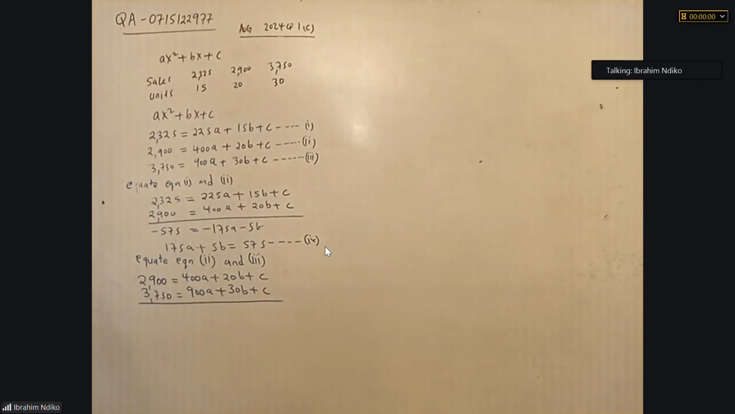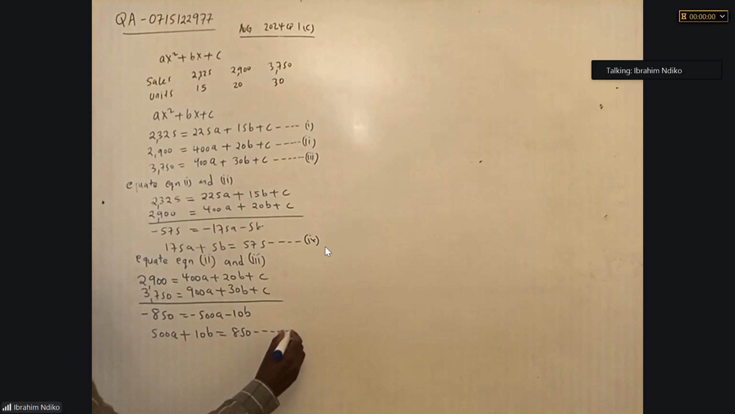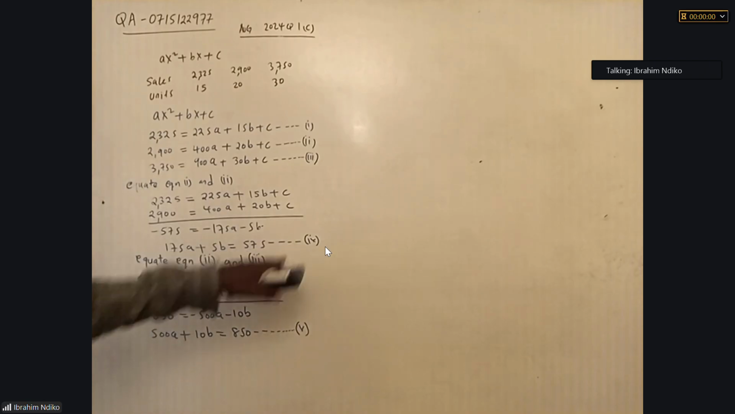So 2900 minus 3750 minus 850 equals 400 minus 900 is minus 500A, 20 minus 30 minus 10B. C in Aisha. Let us remove the negative sign. The one is 500A multiplied by negative 10B equals 850. This one becomes equation number 5. Let us solve equation number 4 and 5.